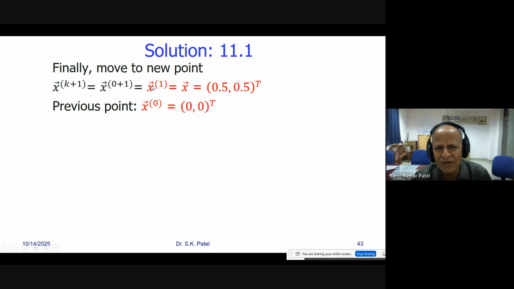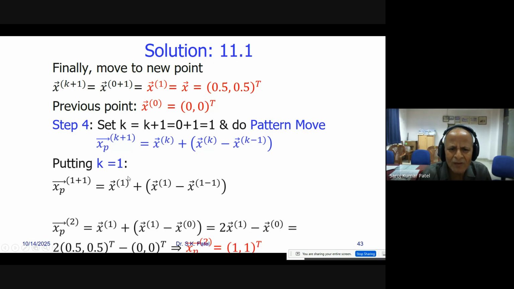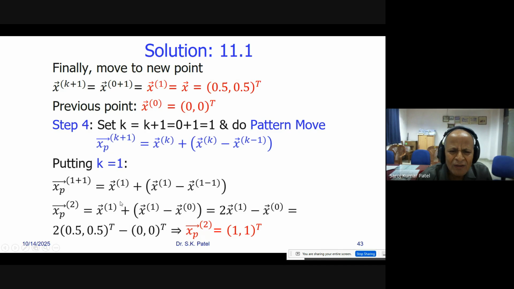Now we go to the second iteration. So first we do the pattern move. So between these two points, 0.5, 0.5 with 0, 0, let us establish the distance. So x1 minus x0. That distance will be added with the current point x1. So see here. So the formula is xp k plus 1. So k is here 1.